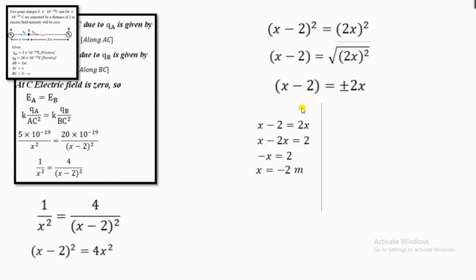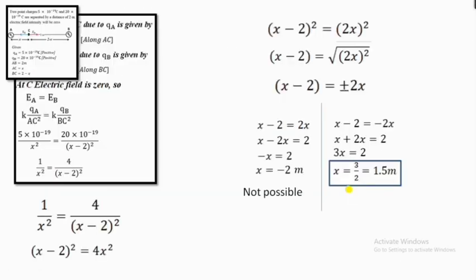Now let's take another condition, that is minus 2x. This time you will get x is equal to 3 by 2, that is 1.5 meter. So this condition is right. That means at the distance of 1.5 meter from qa, where x is the distance from qa, we'll have the electric field to be 0, because the electric field due to a and the electric field due to b will cancel each other.